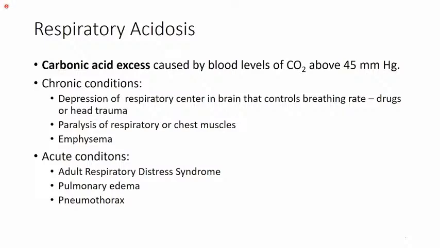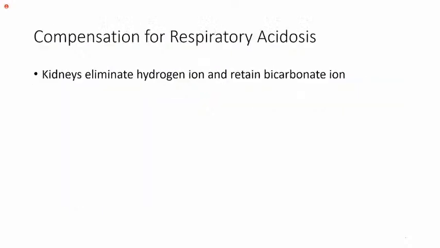If you've got paralysis of your respiratory or chest muscles or emphysema, okay? Acute conditions as well affecting the lungs like ARDS, pulmonary edema, pneumothorax, you're basically not able to breathe well. So you're retaining CO2 and therefore your partial pressure of CO2 goes up. You have excessive levels of carbonic acid and that reduces the pH. How do you compensate for that? The kidneys try to help by eliminating hydrogen ions in the distal segments and reabsorbing bicarbonate within the proximal tubular cells.